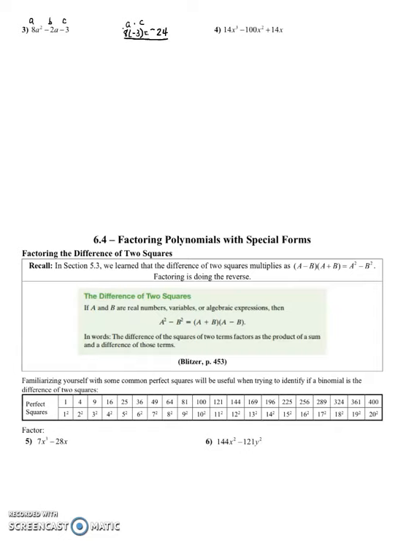So we need all the factors that multiply to give us -24. So we have +1, -24, -1 and +24, 2 and -12, -2 and +12, 3 and -8, -3 and +8, 4 and -6, and -4 and +6.